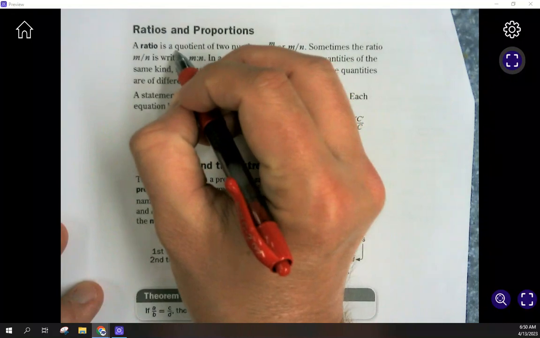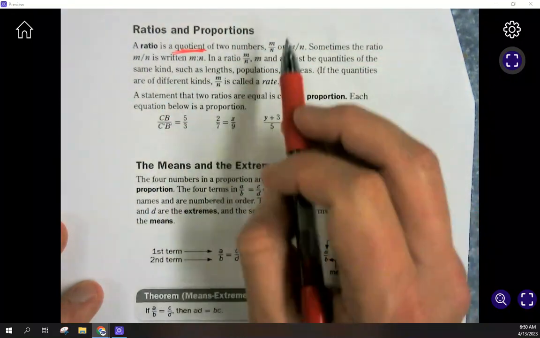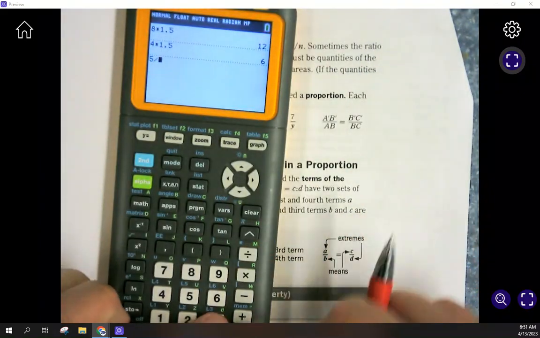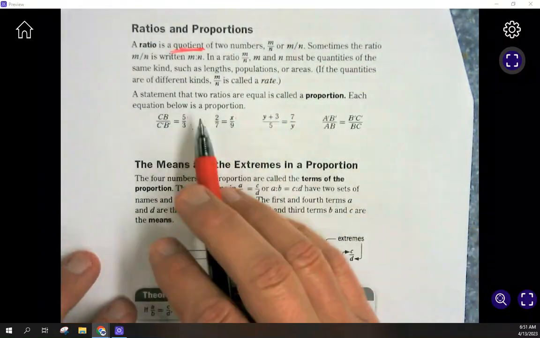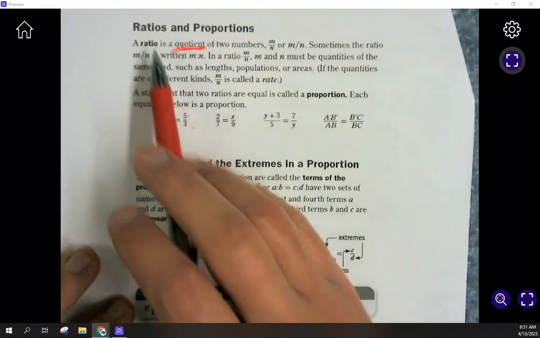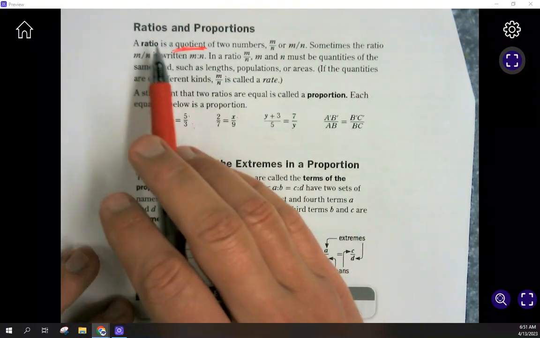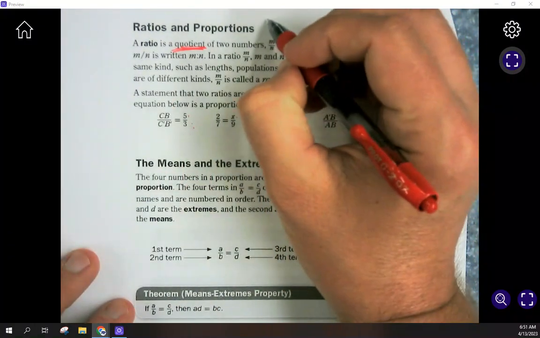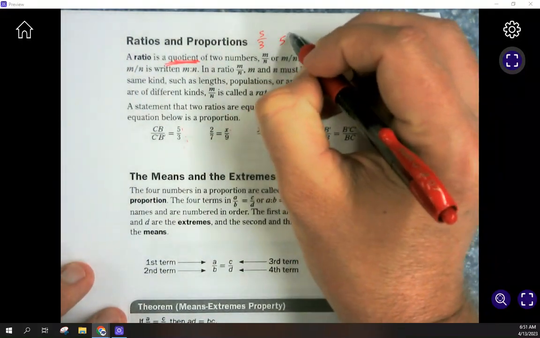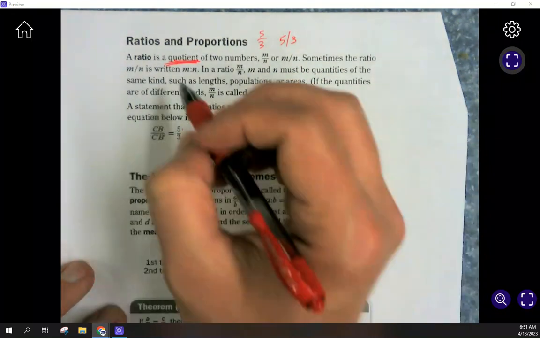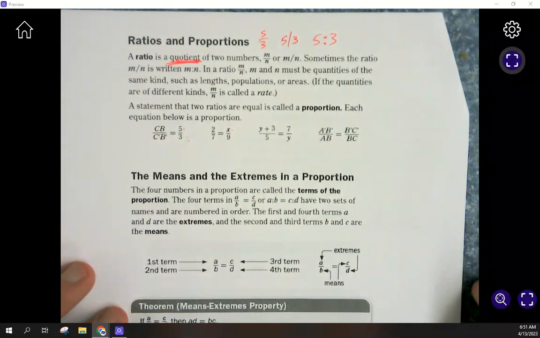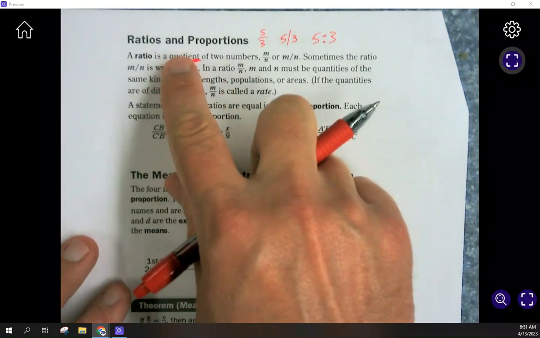A ratio is a quotient. Remember, that means division. So anytime we set up a fraction, it is actually division. 5 over 3 is 5 divided by 3. Okay, 1.6 repeated. That's an actual division problem, even though we call it a fraction. When we're comparing those numbers and we set it up like this, we call it a ratio. So we could have 5 to 3 set up like this as a ratio. You can set it up as 5 to 3 like this. And sometimes you're even going to see it in this form, 5 to 3. It's just a comparison of two numbers, but it is a quotient as well.